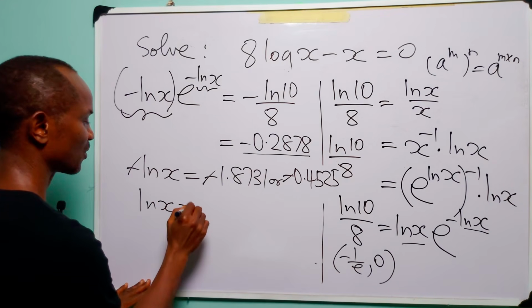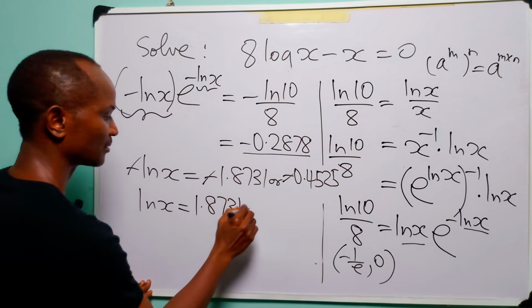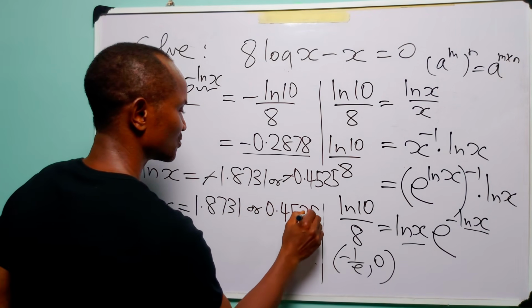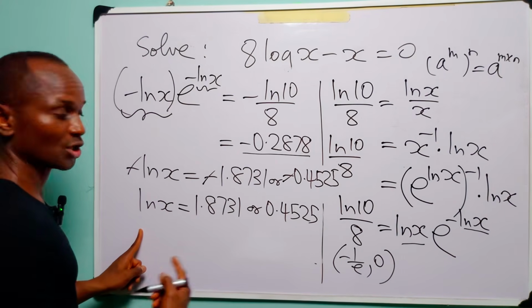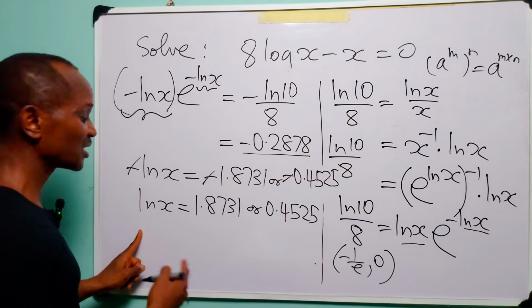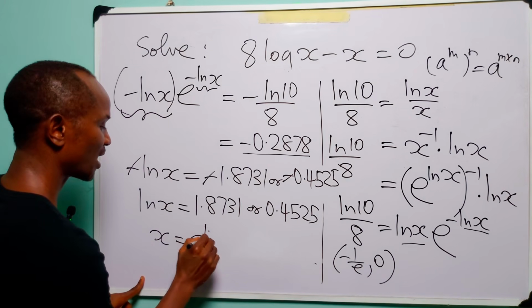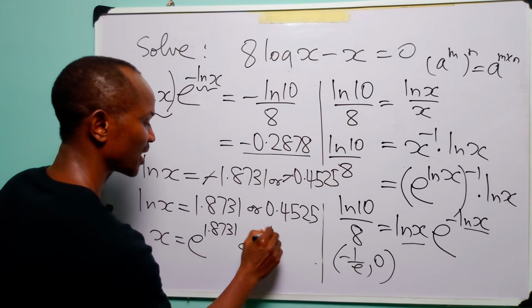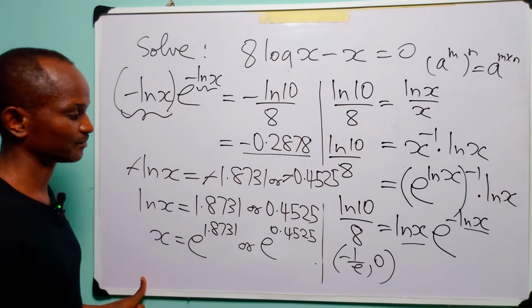Now, of course, we have negative here and we have negative here, so they can cancel, giving us that ln x is equal to either 1.8731 or 0.4525. And of course, you know how to solve this equation. You know that when you have ln x is equal to a number, it simply means that x is equal to e raised to power 1.8731 or e raised to power 0.4525.